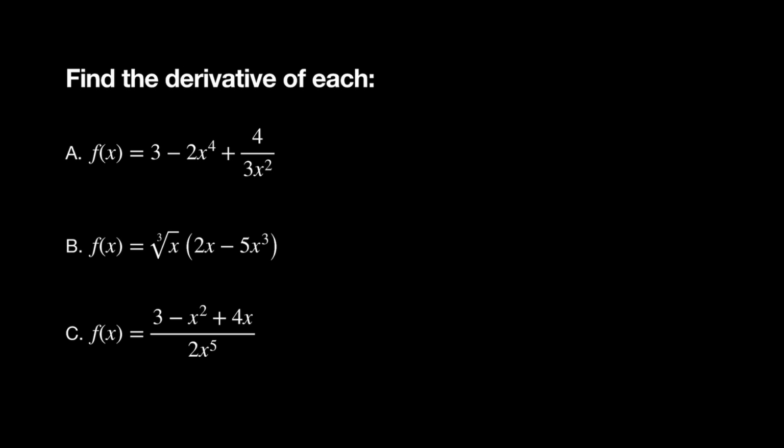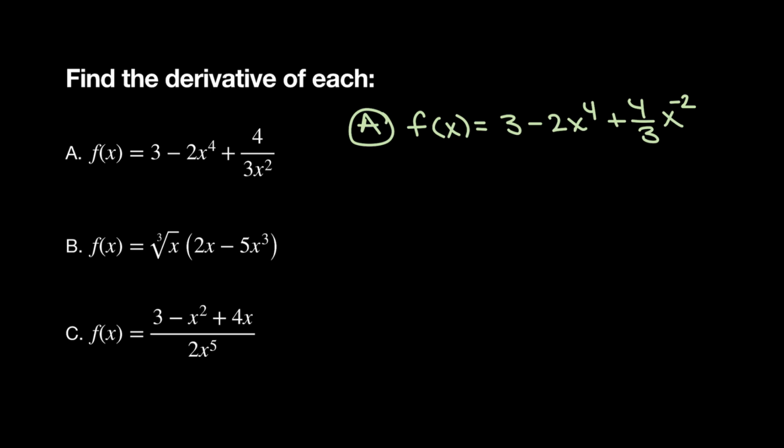So example A, I have the function f of x equals 3 minus 2x to the fourth plus 4 divided by 3x squared. First thing I'm going to do is rewrite everything as a power of x. So all I did is took this divide by x squared and I wrote it as times x to the negative 2. So my function is 3 minus 2x to the fourth plus 4/3 x to the negative 2. So I'm going to take the derivative one term at a time. 3 is a constant, so it has a derivative of 0.